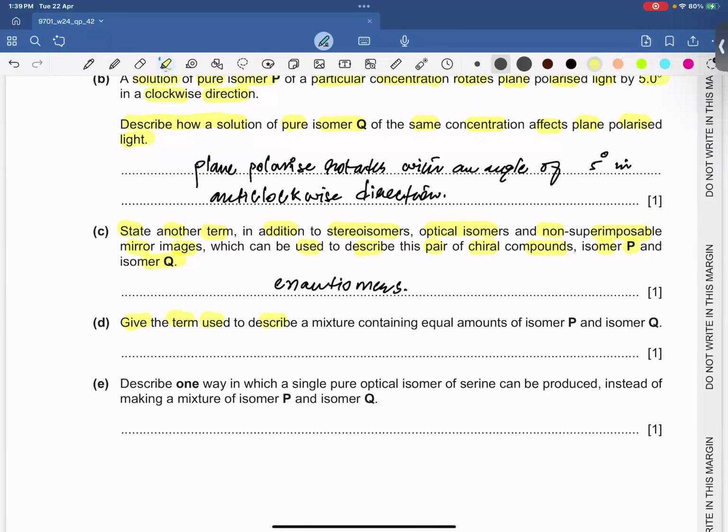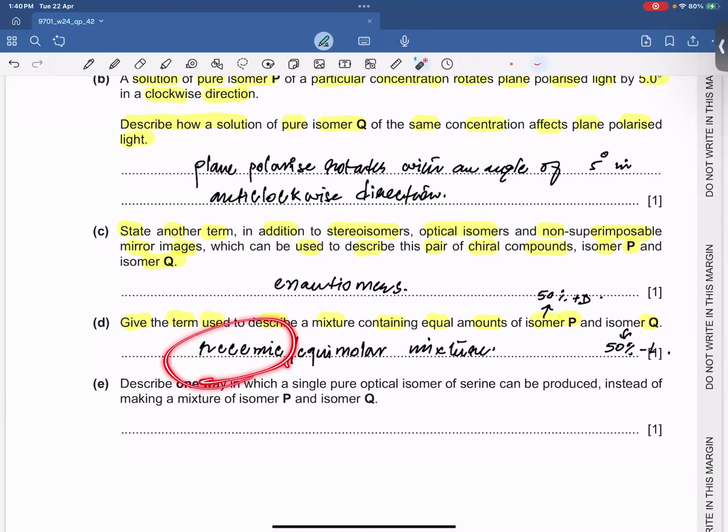Next, give the term used to describe the mixture containing equal amounts of isomer P and isomer Q. I've told you if we have 50% dextrorotatory isomers, and if we have 50% levorotatory isomers, obviously this sort of mixture is called racemic mixture, जिसको हमने A1 chemistry में equimolar mixture लिखा था. But in A2, I'm going to write racemic mixture. ओके. और मैंने ये term use की है A1 chemistry में, ठीक है?